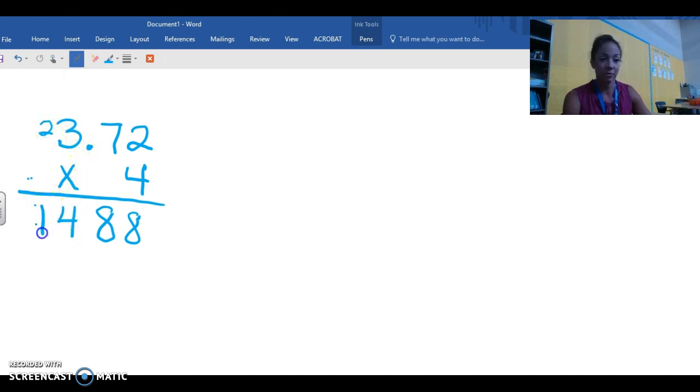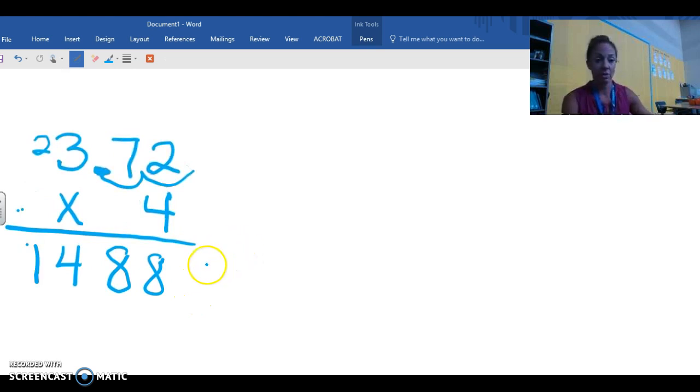But now what you have to do that's a little bit different than what you've done before is we have to come up here to our numbers and we have to count the number of decimal places we have. And so just make a little loop underneath each number. 1, 2, and you have 2 decimal places. Okay? So you come down to our answer and you move over 1, 2 decimal places. So the answer is 14 and 88 hundredths.